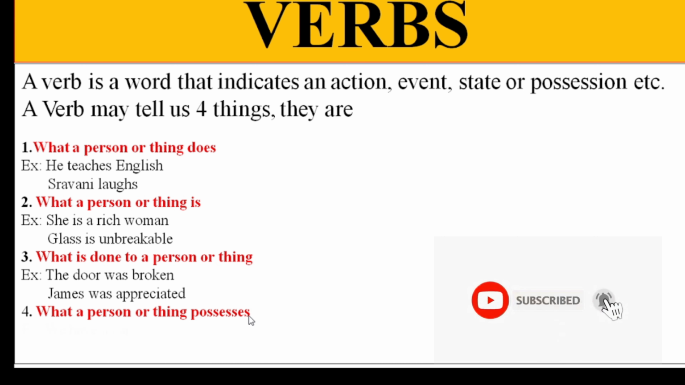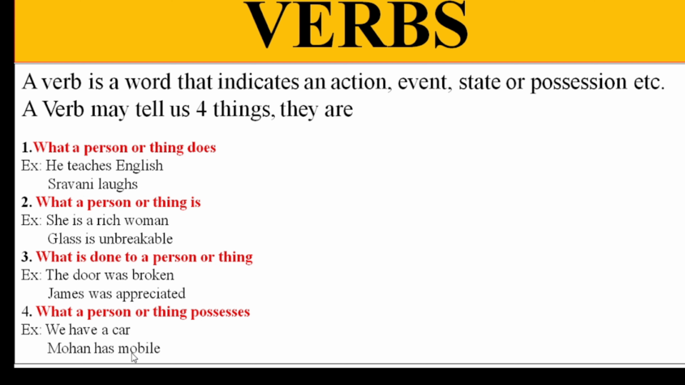Next, what a person or a thing possesses. For example, we have a car. Here the car shows possession. Then, Mohan has a mobile. So this is the way verbs will help us in four ways. These four things we will discuss in depth.